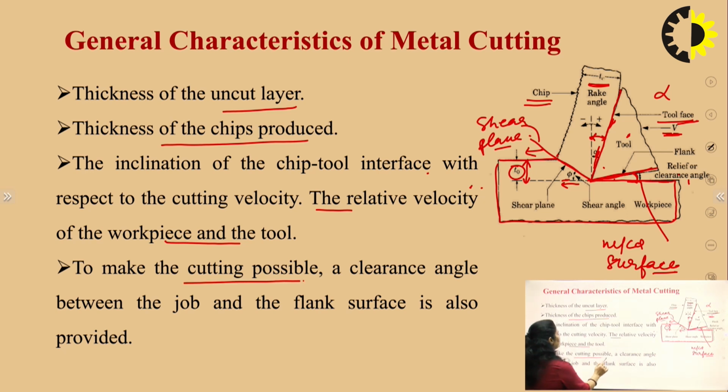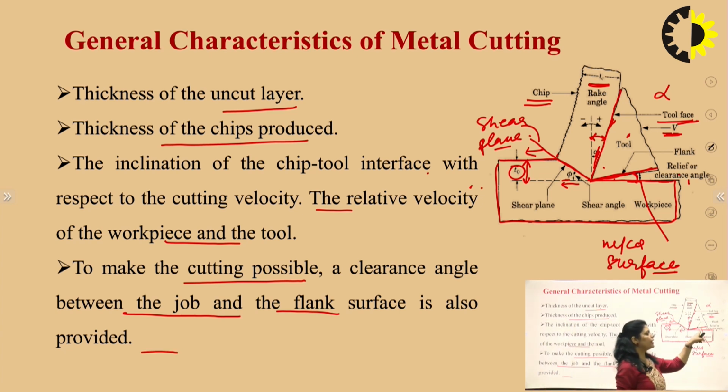To make the cutting possible, a clearance angle between the job and the flank surface is also provided, because if the clearance angle is 0, it means the tool will touch this machined surface and friction between these two surfaces will take place and our machined surface will get damaged.